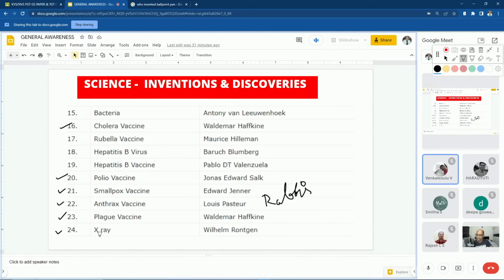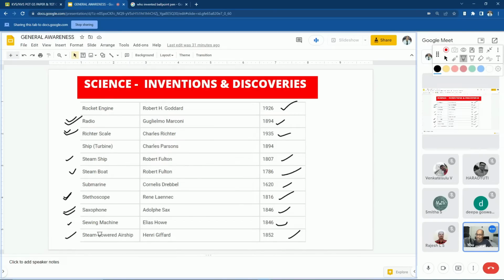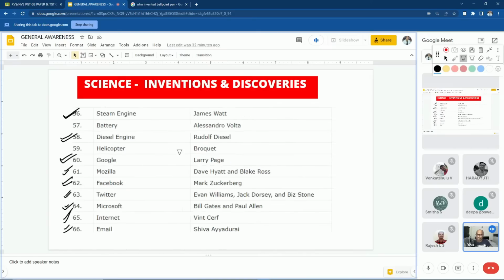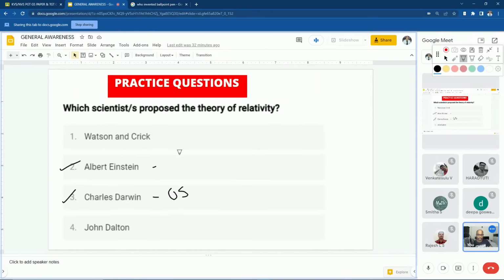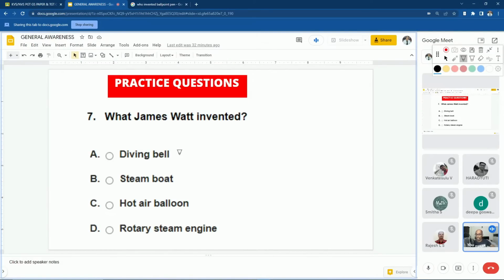Let me see. James Watt. Steamboat is Robert Fulton. Steamship is Robert Fulton. Whereas the steam engine, the train engine, is invented by James Watt. Rotary steam engine, railway engine, normal steam engine. James Watt. Okay?